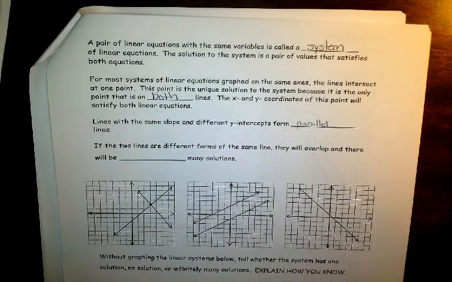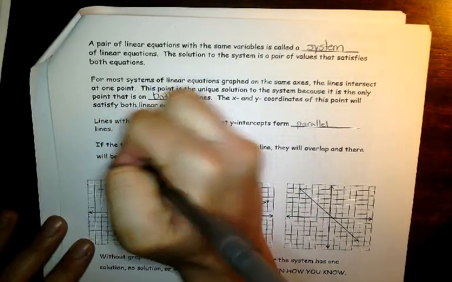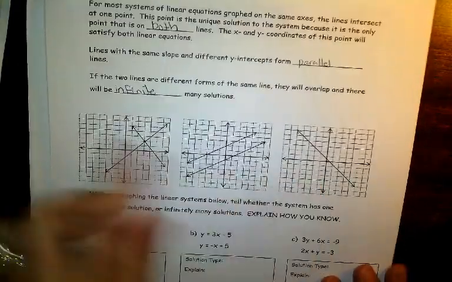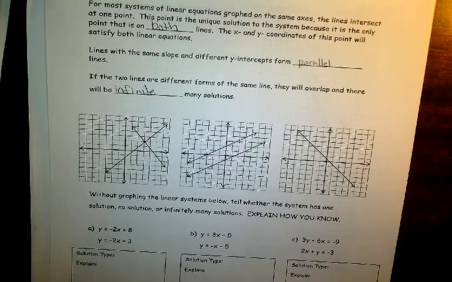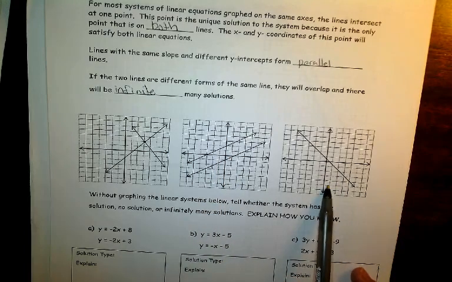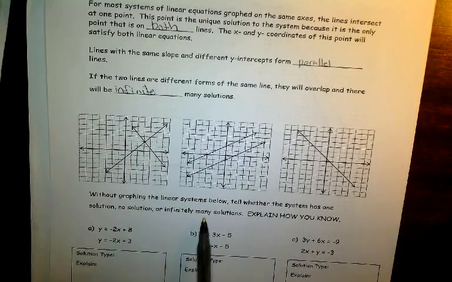If the two lines are different forms of the same line, so basically you're presented with a line, it looks like they're different, but when you go to rearrange it, they're the same. They're going to overlap, and there will be infinite number of solutions. It means the gyms charge exactly the same way. So here's basically our three options. You're going to see that in most situations, you're going to intersect, but you'll occasionally find times where they don't, and sometimes they're the exact same situation. So without graphing the linear systems below, tell whether the system has one solution, no solution, or infinitely many solutions.